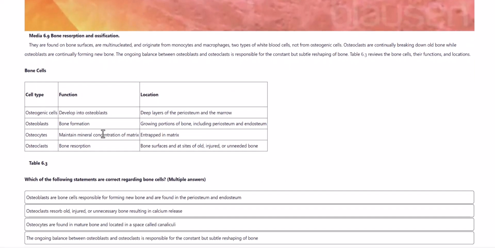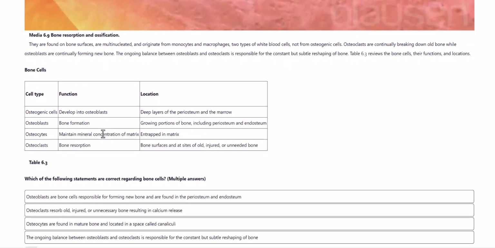So here's a nice little table helping you to break down and think about the 4 different types of bone cells and what they're functioning and basically where they're located within the bone.